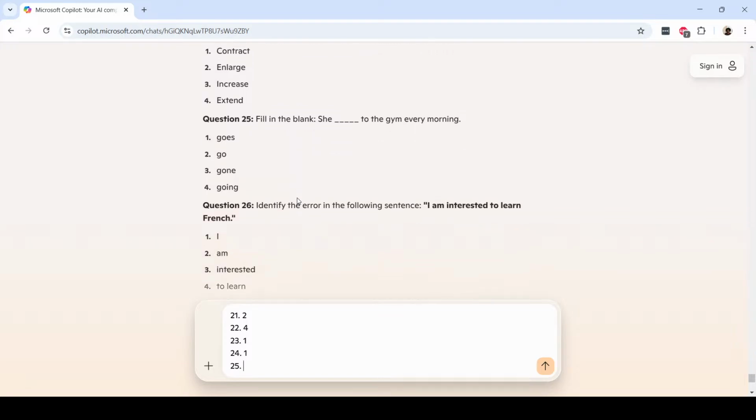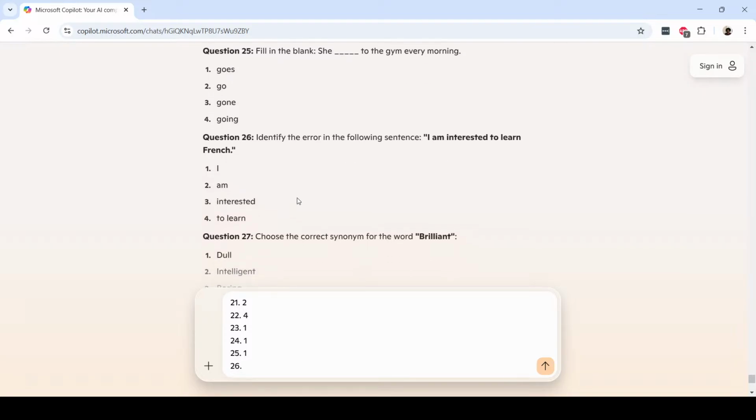Fill in the blank. She goes to the gym every morning because it's a regular. Identify the error in the following sentence. I am interested to learn French. I am interested in learning French. Yes.